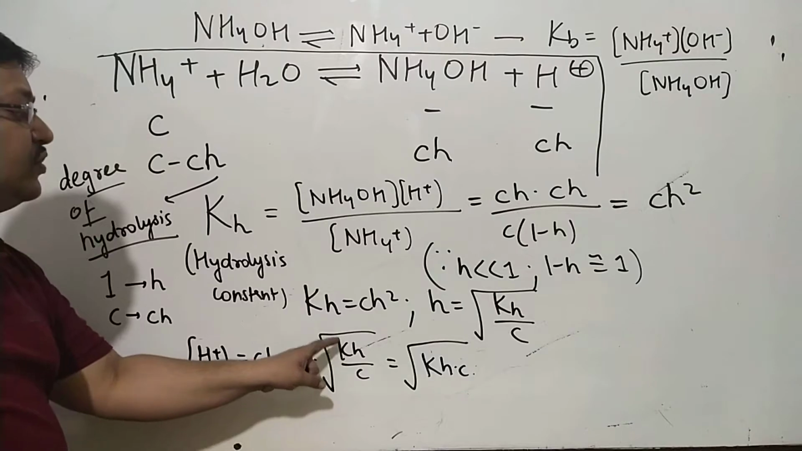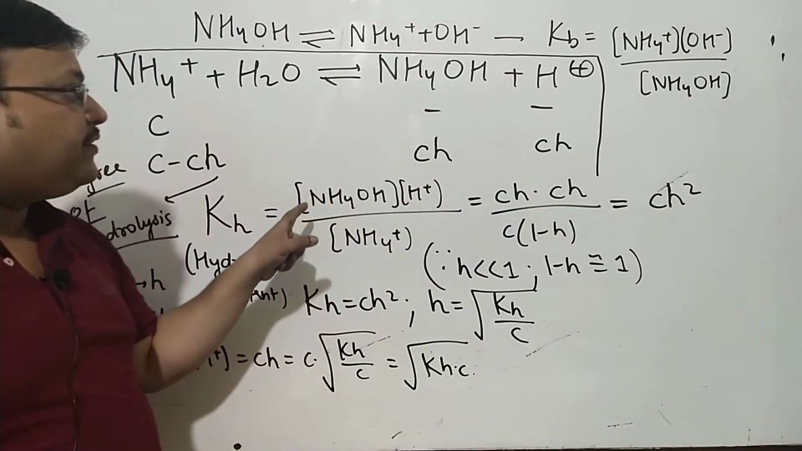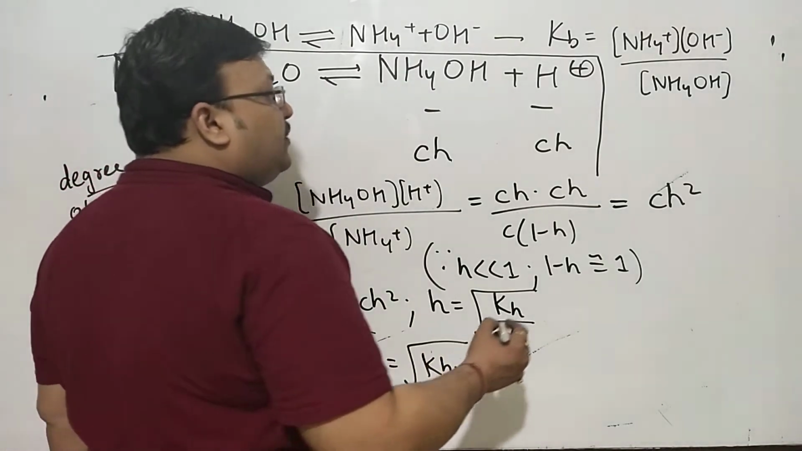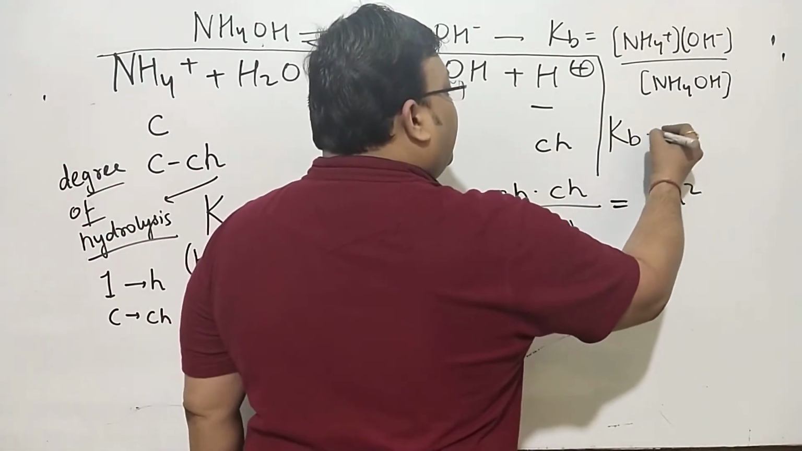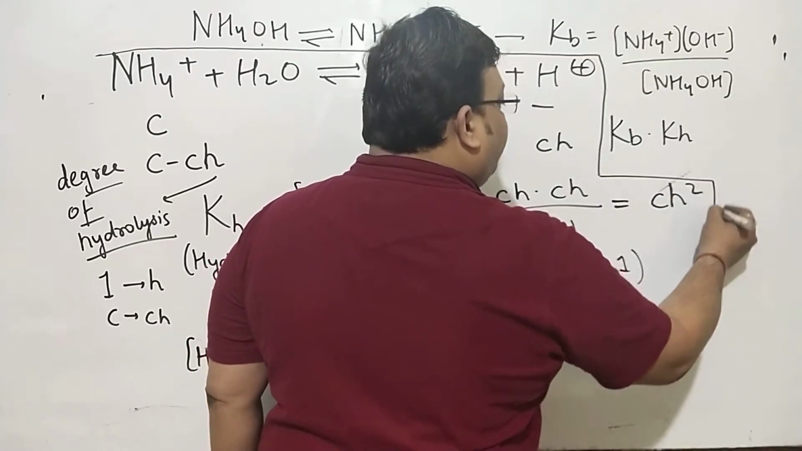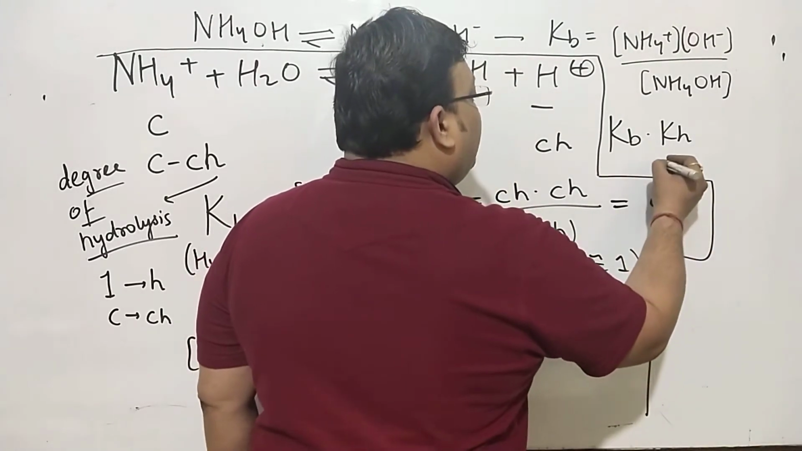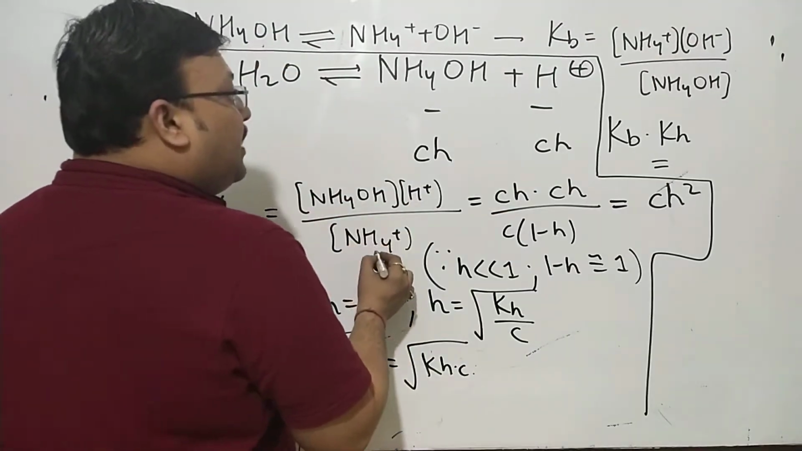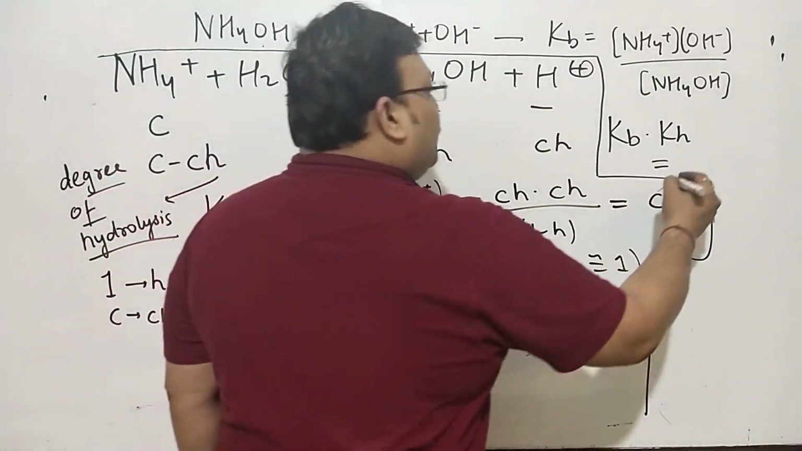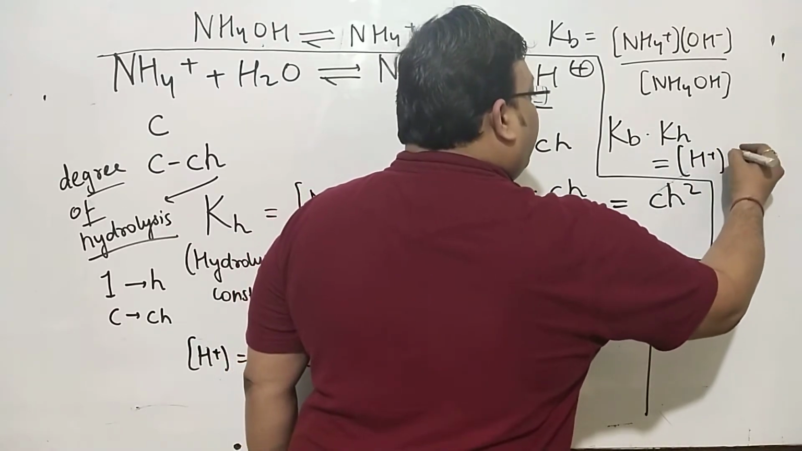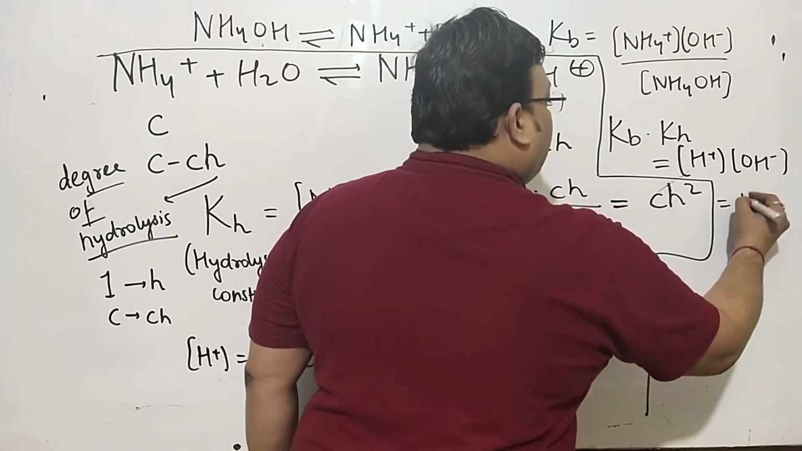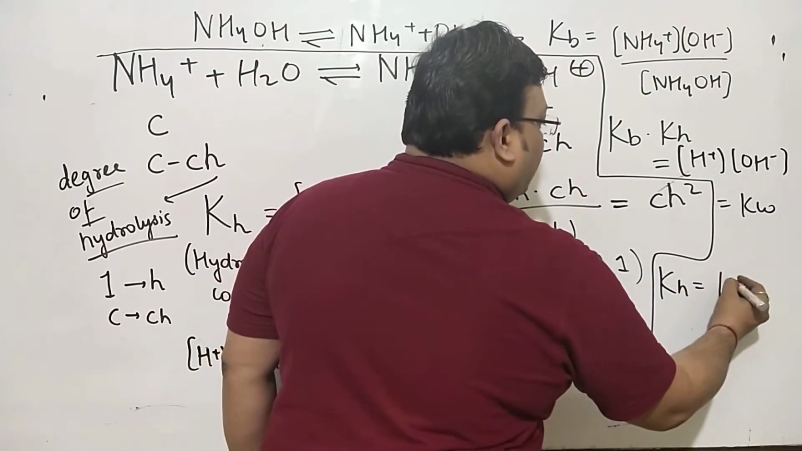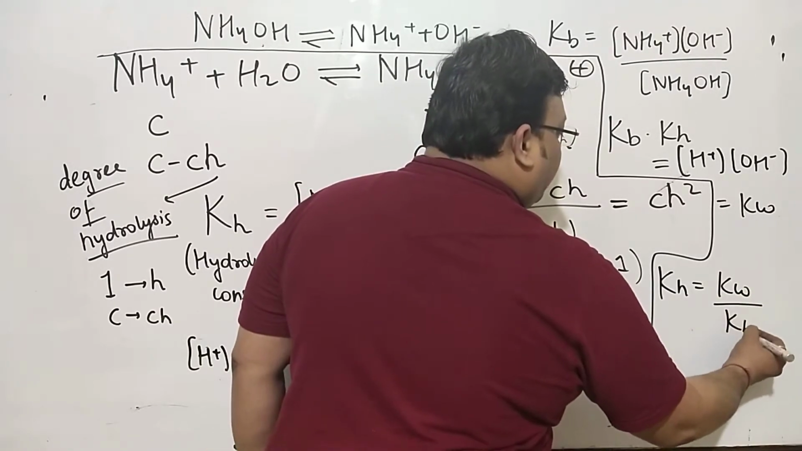And now if you look at the ionization of this weak base, this is how Kb looks. This is how Kh looks. And right away, if you multiply Kb into Kh, ammonium hydroxide will get cancelled. Ammonium will get cancelled. You will get the product of H plus and OH minus, which is nothing but Kw. And now you can write Kh as Kw upon Kb.